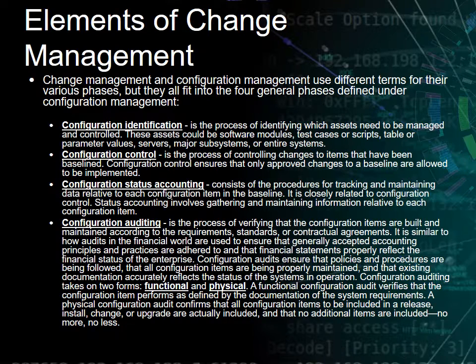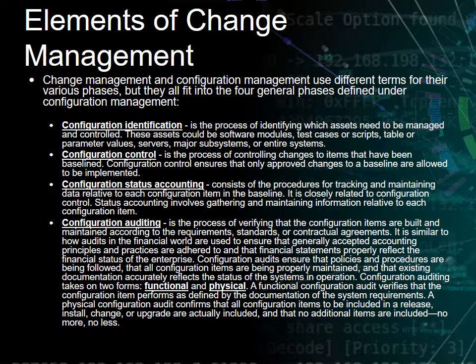Change management and configuration management use different terms for their various phases, but they all fit into four general phases defined under configuration management. There's configuration identification, which is the process of identifying which assets need to be managed and controlled. These assets could be software modules, test cases or scripts, tables or various values, servers, major subsystems, or entire systems. Configuration control is the process of controlling changes to the item that has been baselined. Configuration control ensures that only approved changes to a baseline are allowed to be implemented.